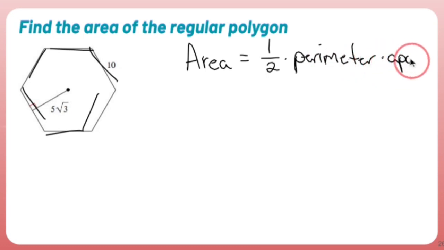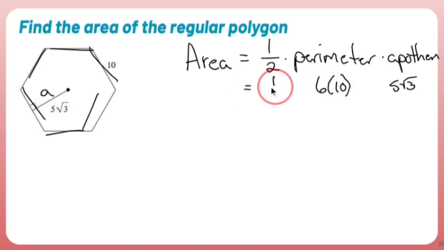times the apothem. Now, this is the apothem, so I know that it's going to be 5√3. Perimeter. I don't know what the perimeter is, but I do know that there are 6 sides and each side is 10. So the perimeter is going to be 6 times 10, and the area is going to be 1/2 times that. So I should be able to do this without a calculator.